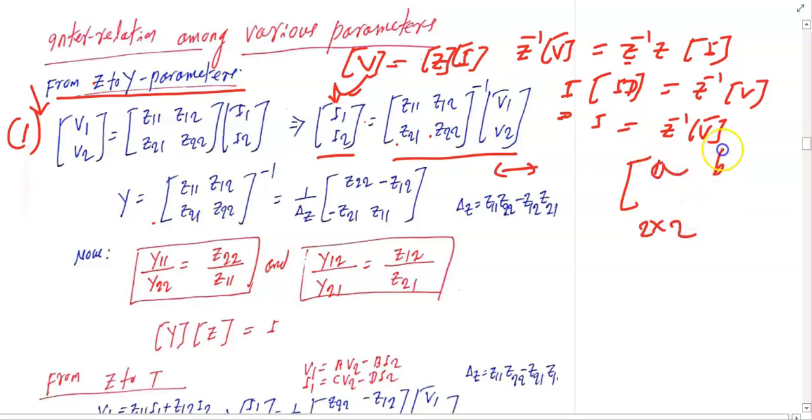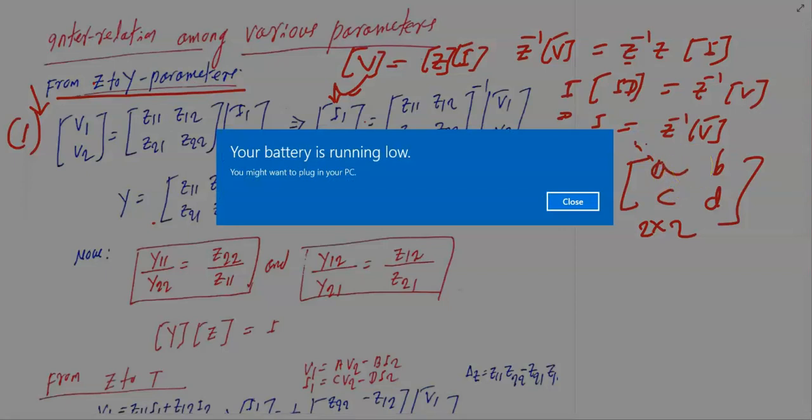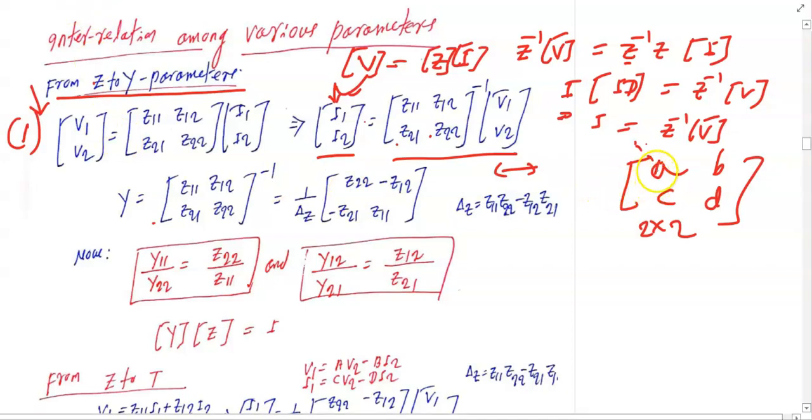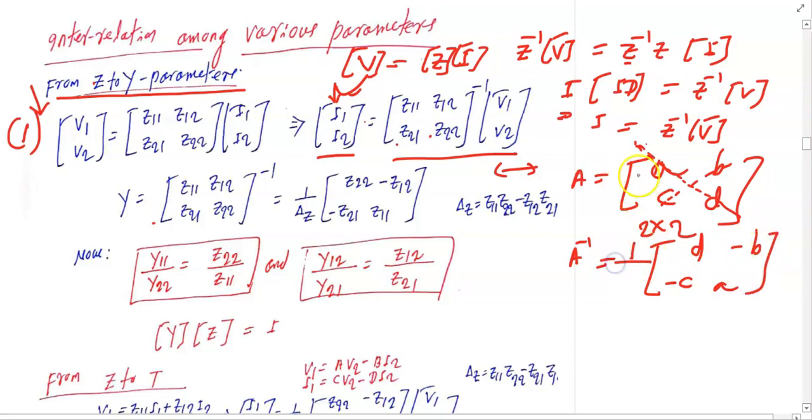Let's say this is your A, this is your B, this is your C, this is your D. We call this the principal diagonal. The elements are A and D. Obviously this is the other diagonal. Whenever you are finding the inverse of this matrix, the principal diagonal elements are interchanged and the other diagonal elements remain there with a negative sign, and divide by the determinant of this matrix. The determinant of A is AD minus BC.